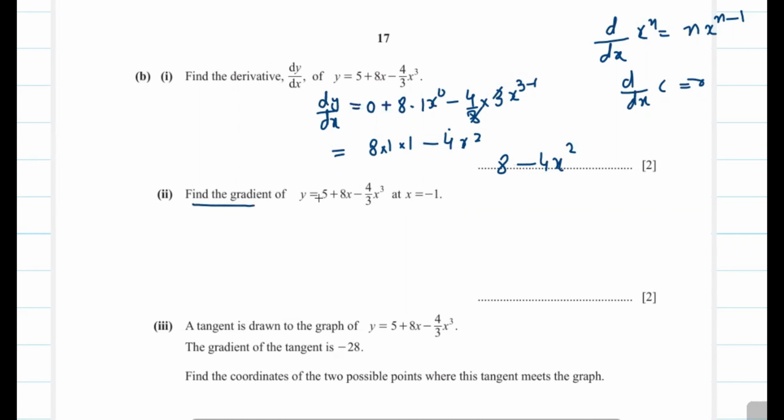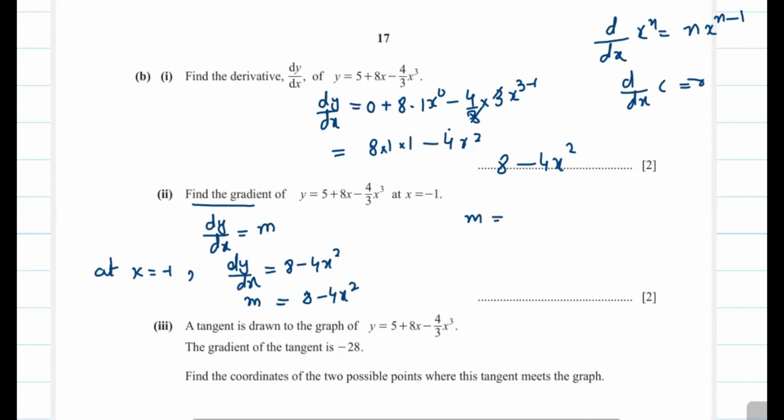Now find the gradient of y equal to 5 plus 8x minus 4 over 3x cube at x equal to minus 1. You know dy over dx is the gradient of this curve. Now the gradient of this curve at x equal to minus 1: dy over dx equal to 8 minus 4x square. We can write m equal to 8 minus 4x square. Now for x equal to minus 1, the value will become 8 minus 4 into minus 1 whole square.